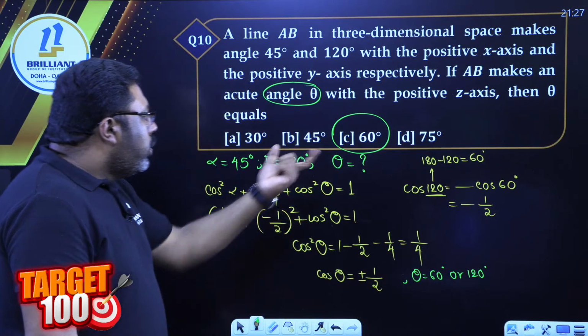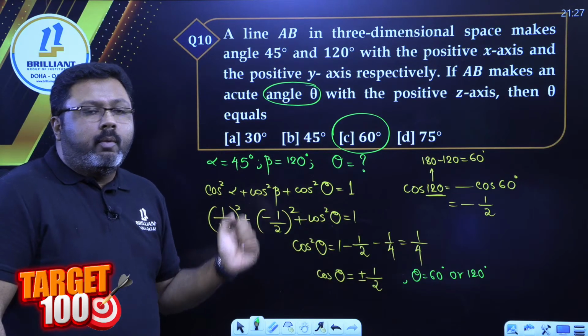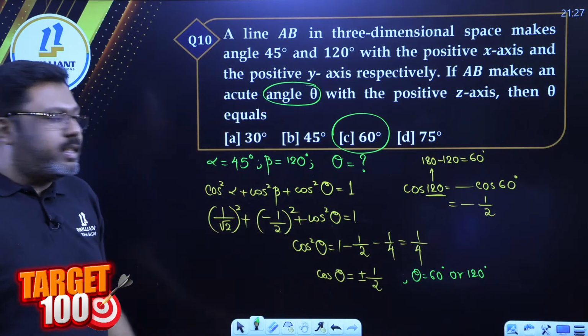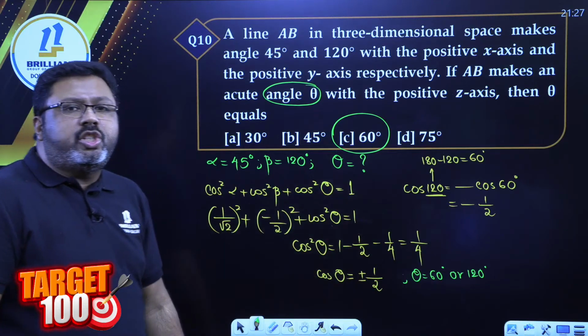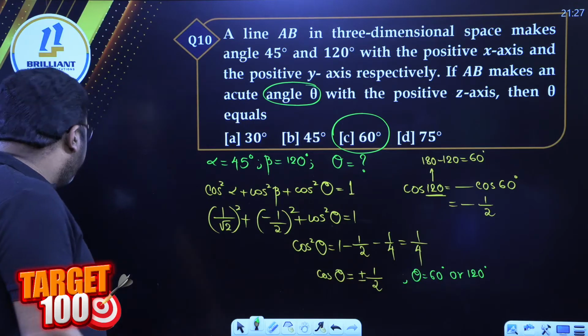Very good. So what's the angle? Always, a question based on this idea is very important. Whenever they talk about the angle made with the axis, please straight away go to the relationship: cos squared alpha, cos squared beta, cos squared gamma added to give you 1.